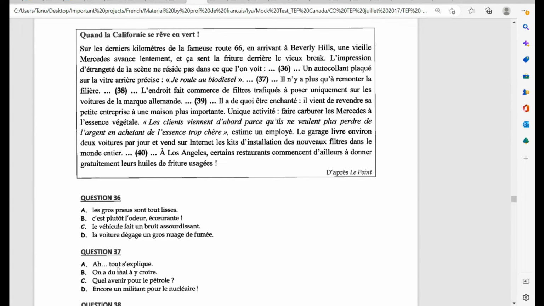And actually, A is the closest option, because we are basically saying that now that we know that this car runs on biodiesel, tout s'explique means, all right, now everything is clear to us. Now we know where this weird fried, smoky smell is coming from. It's because the car runs on biodiesel. So answer should be A.